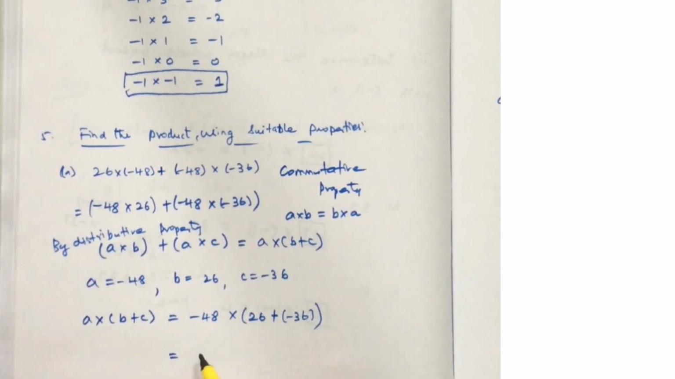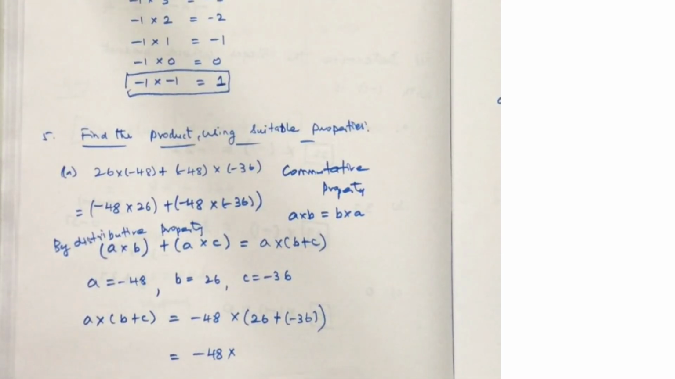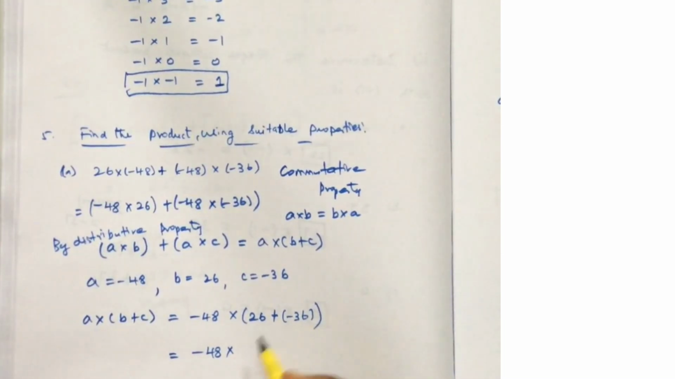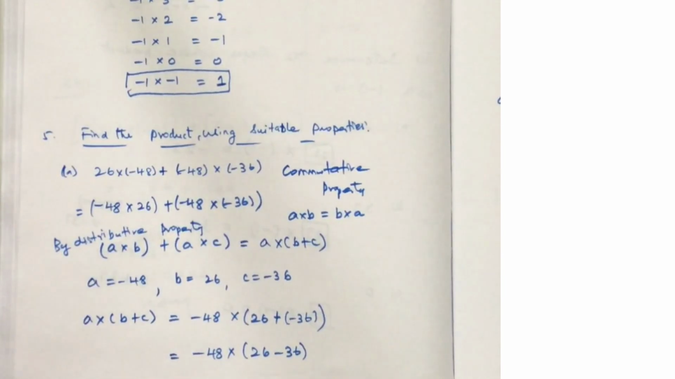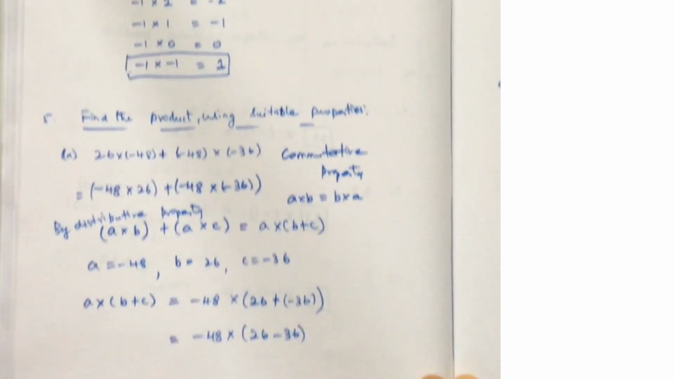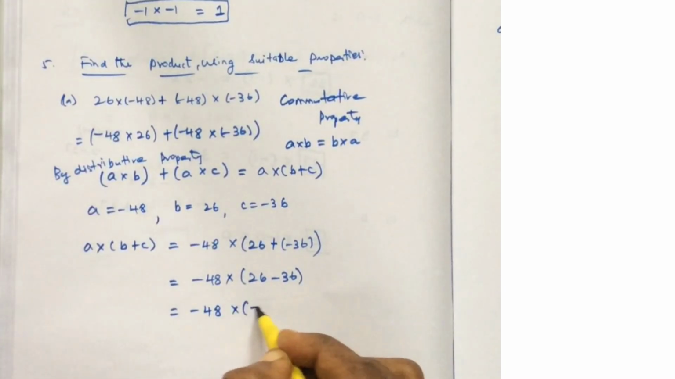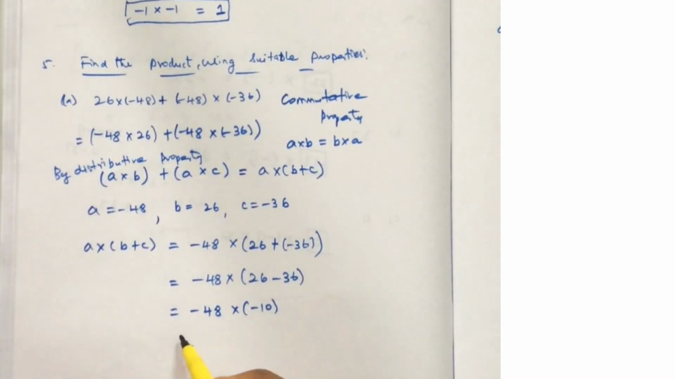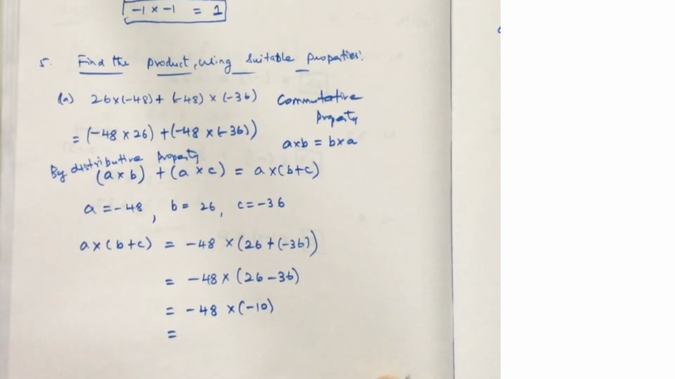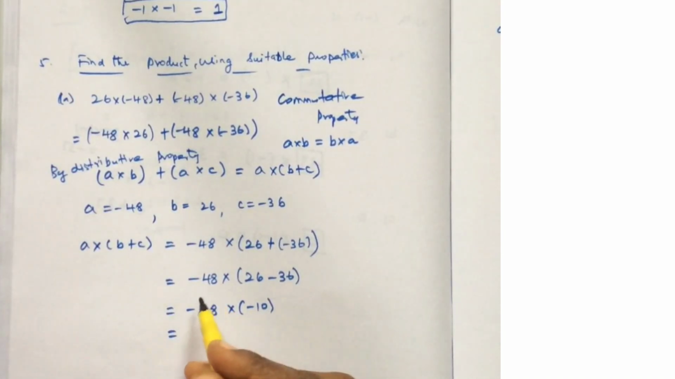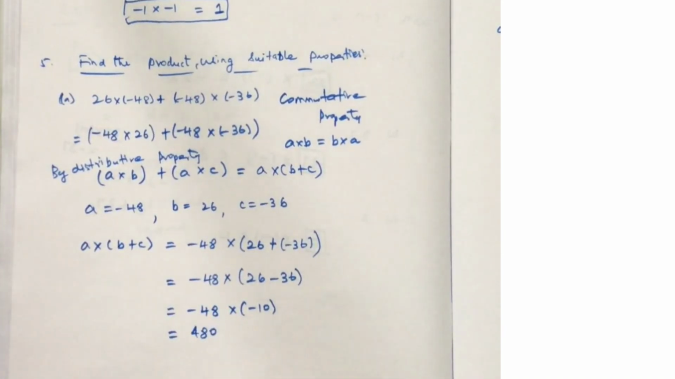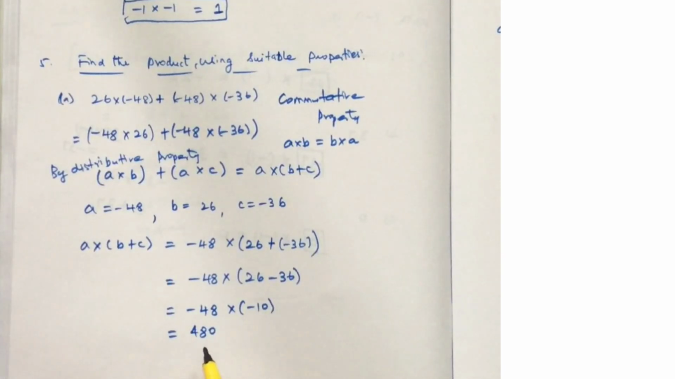You can see here minus 48 multiplied by, what is 26 plus of minus 36? That is equal to 26 plus of minus, is minus 36. Okay, that is equal to minus 48 multiplied by minus 10. That is equal to, here you can see minus into minus is plus, 48 multiplied by 10 is 480. Okay, therefore the answer is 480.